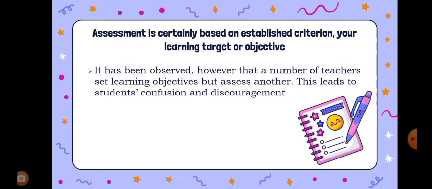This leads to students' confusion and discouragement. So, however, it has been observed that some teachers set learning objectives but assess another. So, as a result of this, the students are perplexed and discouraged.